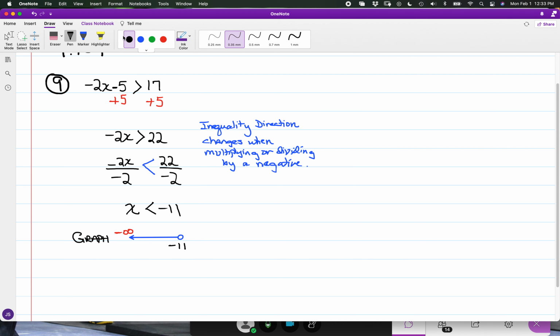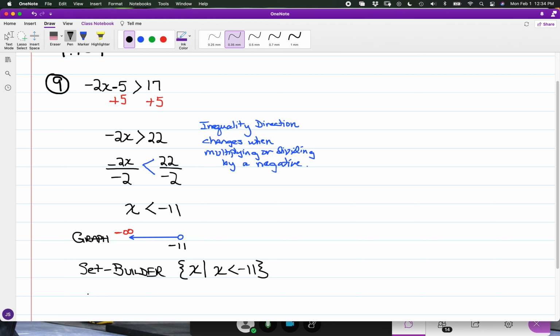For what is referred to as the set builder notation, this is just essentially going to repeat the inequality solution. We're going to have grouping symbols in the form of braces, and the opening statement will be the set of all values in the variable, in this case the set of all values of x, such that x is less than negative 11.